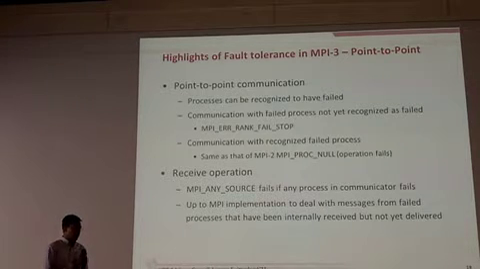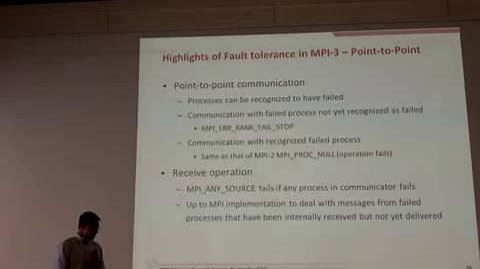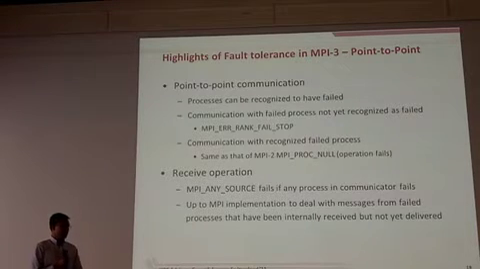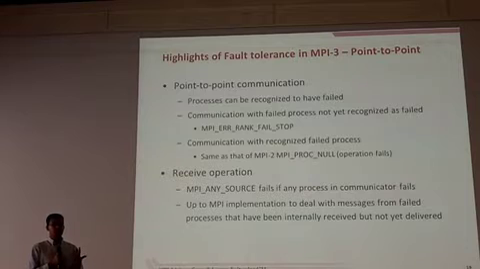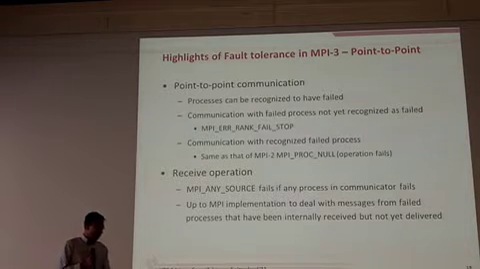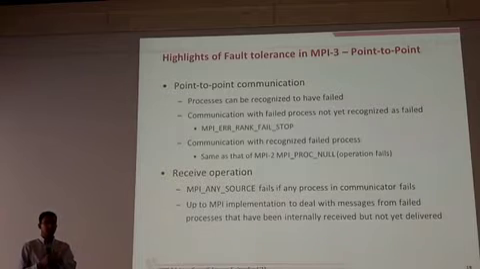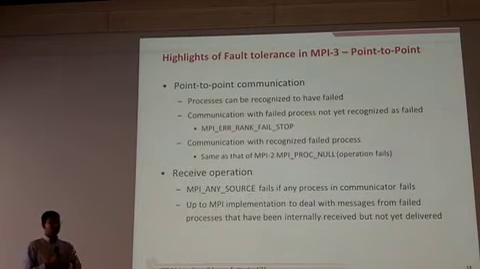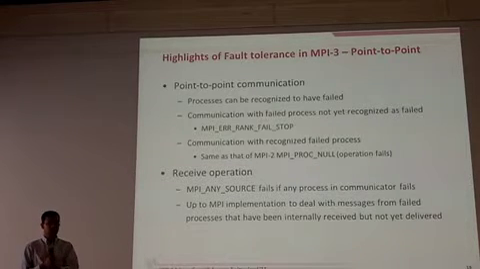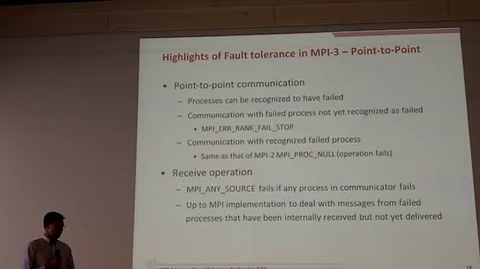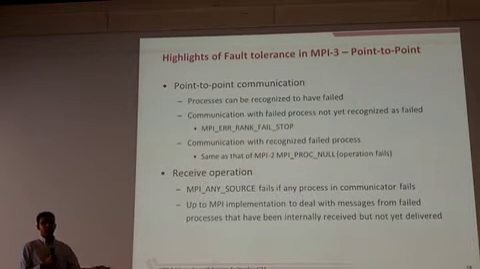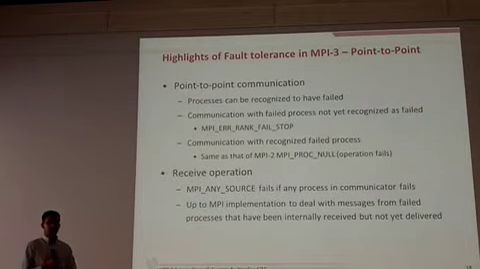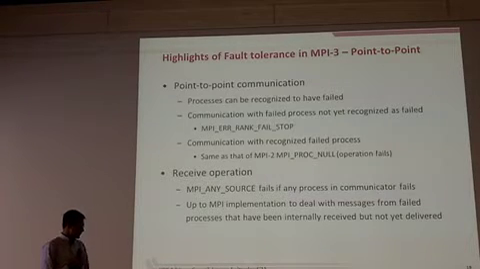In point-to-point, if you start to communicate with a failed process which is not yet recognized, which means that you have not called validate on it, the MPI send can return with MPI error rank fail stop, which means the destination process has failed sometime in the past. And if you try to communicate with an already recognized failed process, it will just behave the same as communicating to MPI proc null in MPI 2, which is like error send, not error rank fail stop.